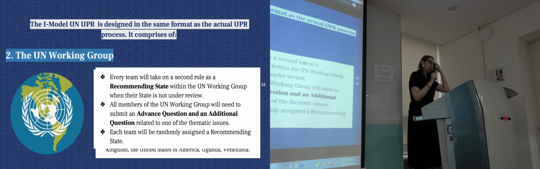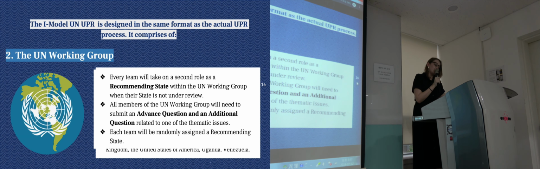So like I said, all teams will have to take on their second role, and all members of the UN working group as a recommending state will need to submit an advance and an additional question, which I'll talk about more later, related to your assigned thematic topic for that round. Each delegation team will be randomly assigned a recommending state later on, after we've decided the teams and your thematic issues, head of delegation, and so on. Unfortunately, given that you will act as a recommending state 3 times, your delegation will only address a total of 3 of the 5 thematic issues.